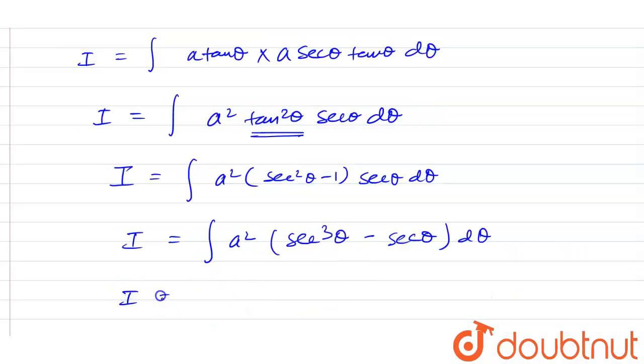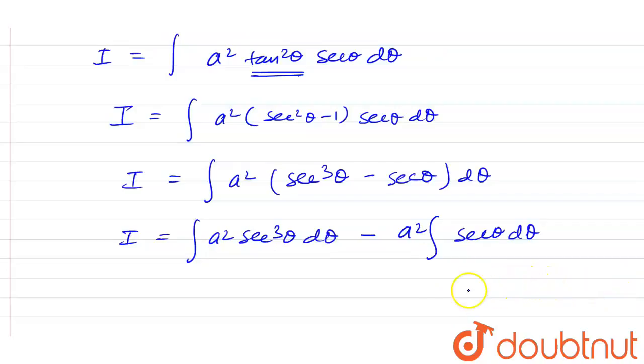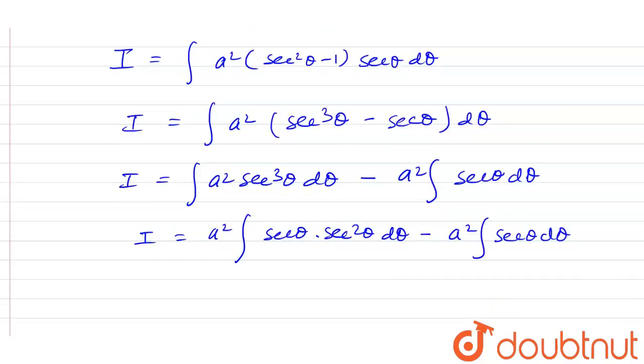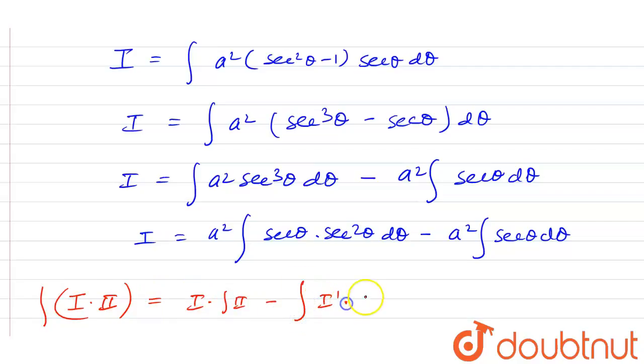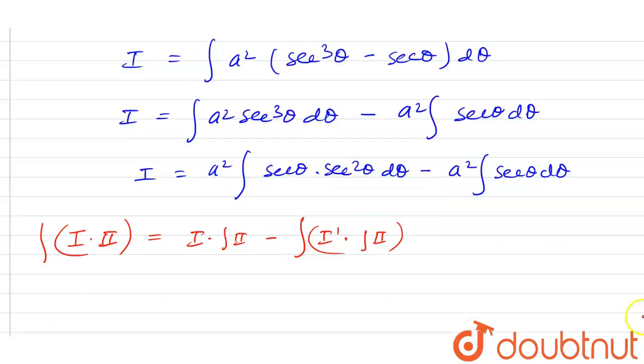Okay. Now I is equals to integral a square sec cube theta d theta minus a square integral sec theta d theta. We can take a square outside of integration because it is constant. So I is equals to a square integral, now sec cube theta can be written as sec theta into sec square theta d theta minus a square integral sec theta d theta. Now here we apply integration by parts, in which integration of first function into second function is equals to first function into integration of second minus integral of differentiation of first function into integration of second. Okay. Now here we let this function is first and this is second function.